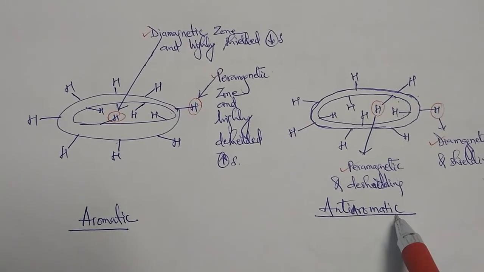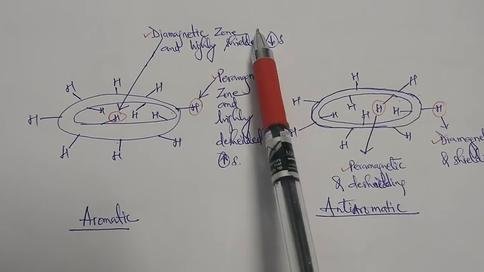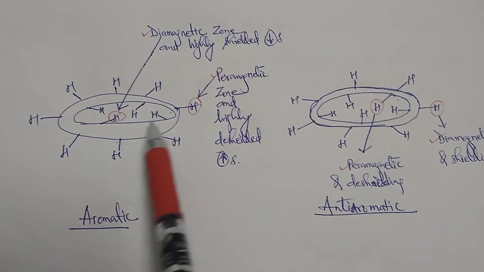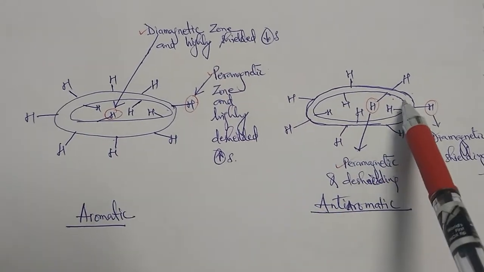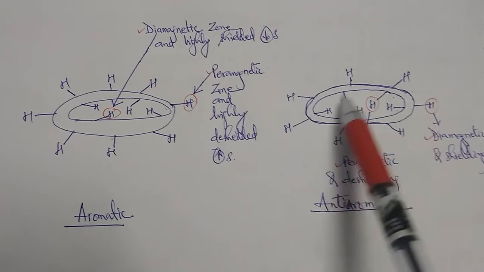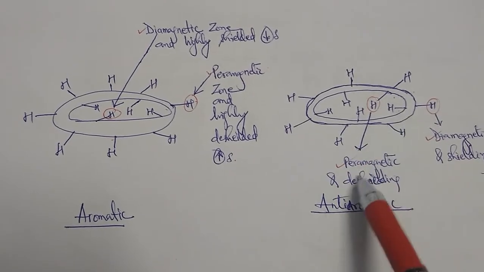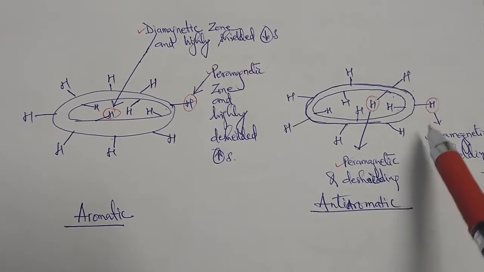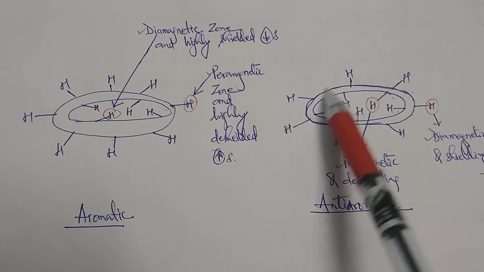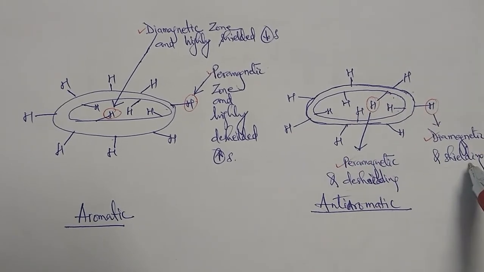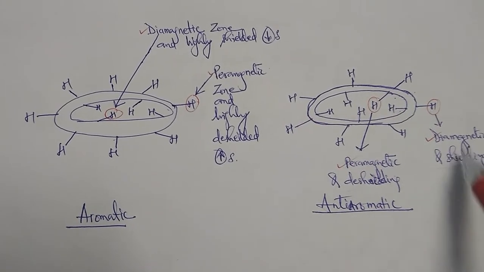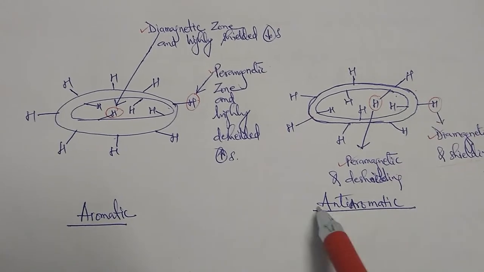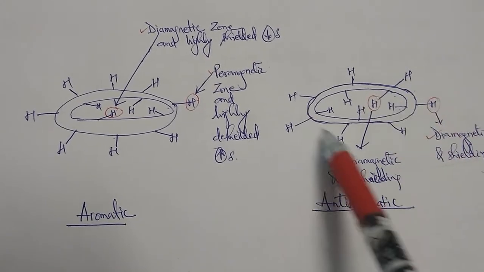And for the anti-aromatic ring, while it is diamagnetic inside the aromatic ring, inside the anti-aromatic ring it is a paramagnetic zone and deshielding, and outside the ring it is diamagnetic and shielding. That means the outside protons of the anti-aromatic ring will have a low chemical shift.